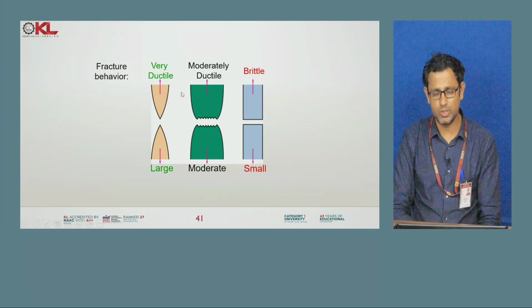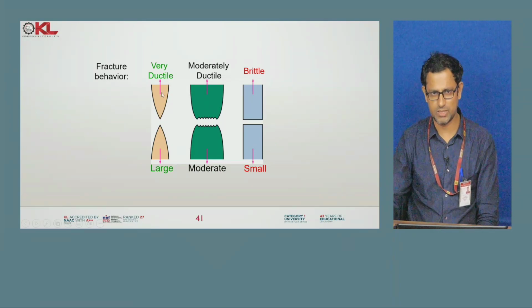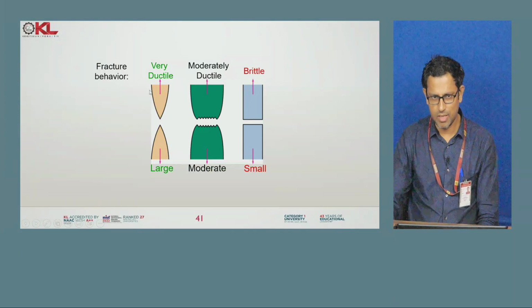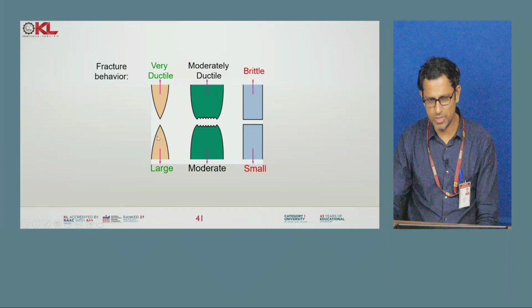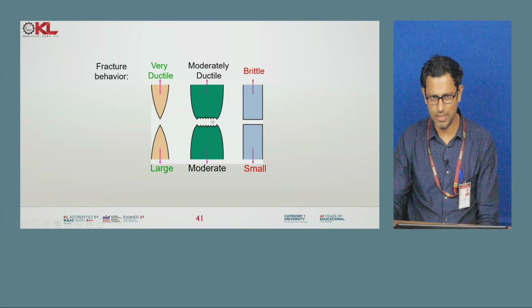This is with respect to your stress strain curve. And with respect to the microstructure, if I get the cup and cone shape in the failure, then I can say the material is very ductile. If the material is moderately ductile, then I will get the fractography like this. And for brittle material, it is flat.